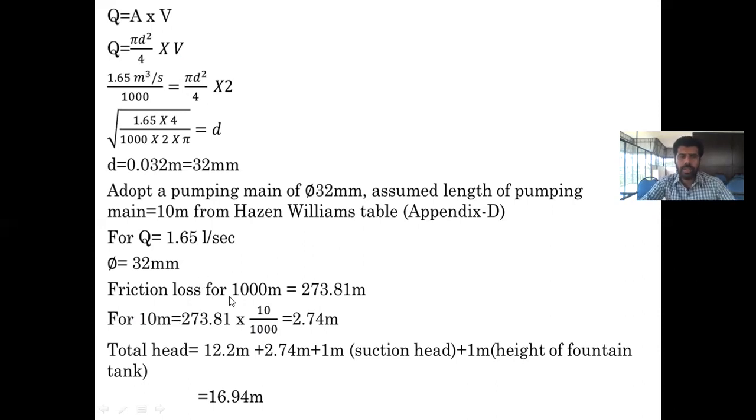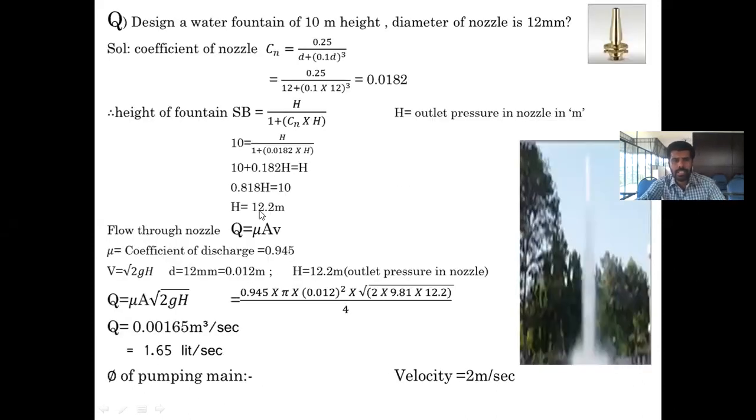So what will be the total head? The total head will be this height, 12.2. This is the actual outlet pressure in the nozzle in meter. This is the height of the fountain, nothing but this. It is not about the pump or the pipe height. It is about the water height only. So that is not included here, and not included for finding the friction loss. So this is the height, 12.2 meter.